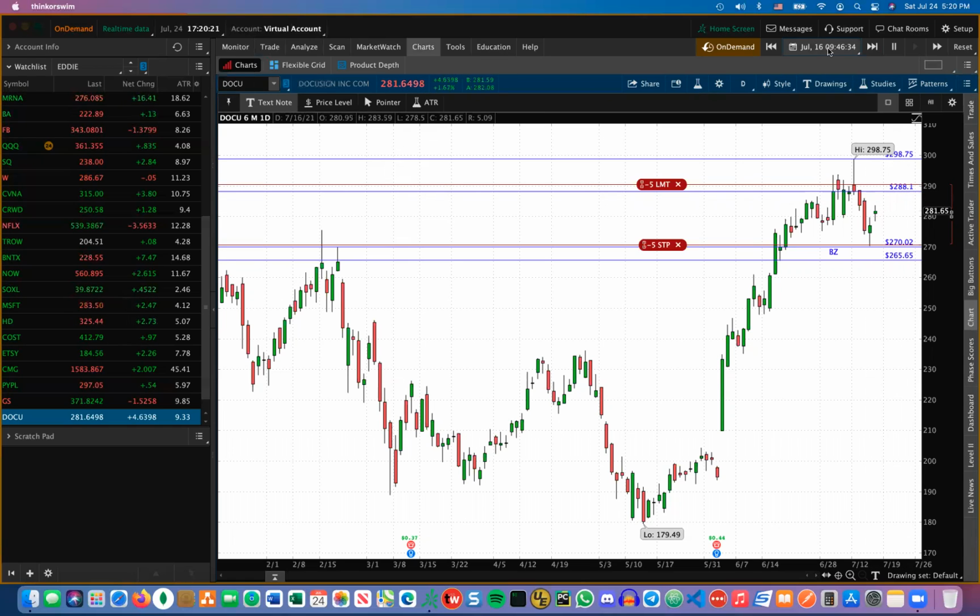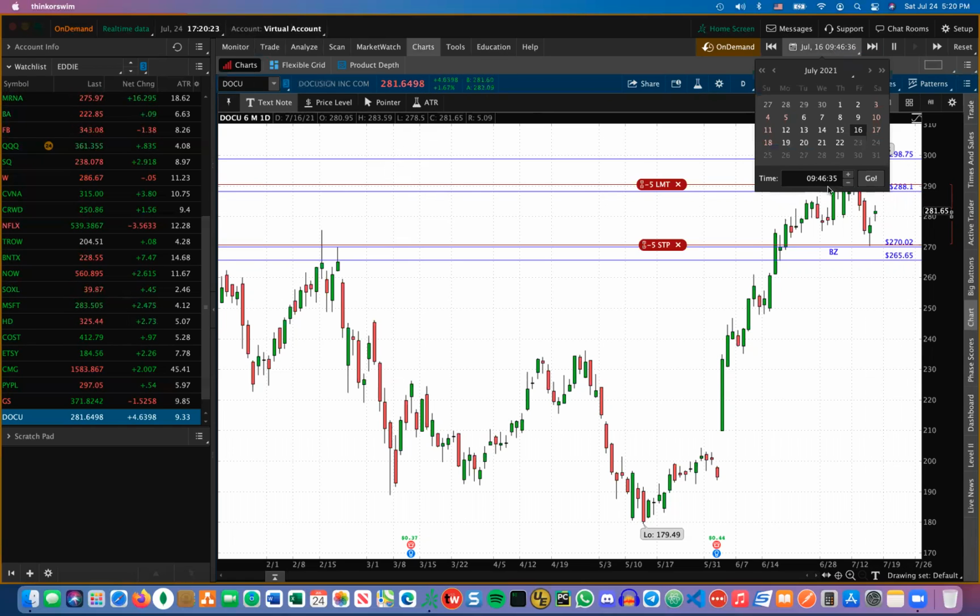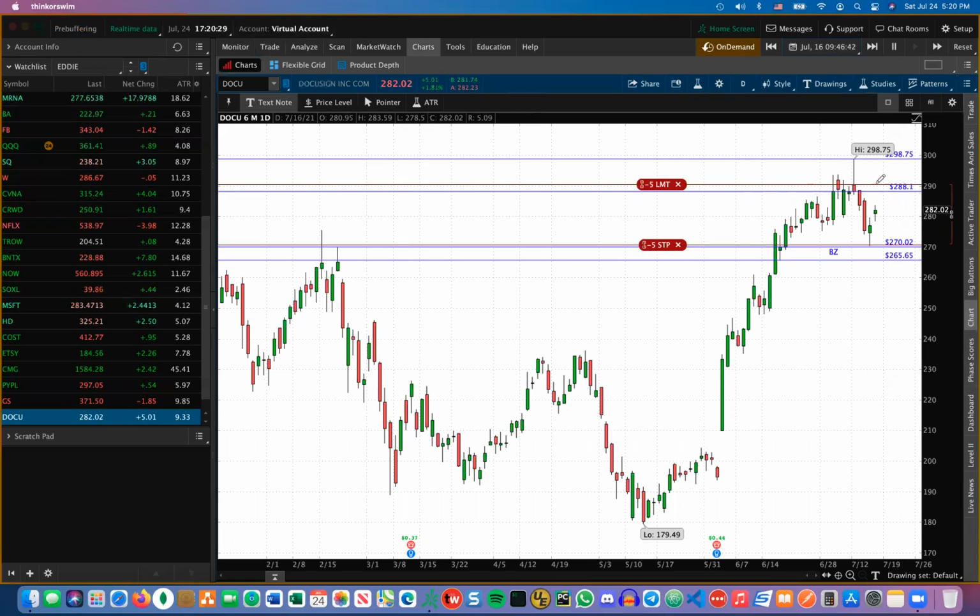But let's play with the time here and see if we can advance by another 1 hour. So 10:46. Let's see how we're doing. Yes, it is still going green. I'm loving this. It's pre-buffering for data. And this is a day trade. It could take 1 day, 2 days, maybe 3 days. But we have a healthy stop loss.